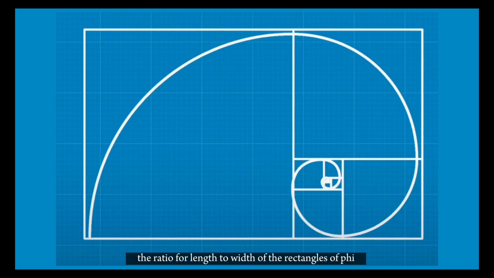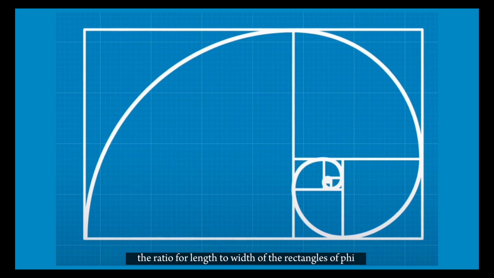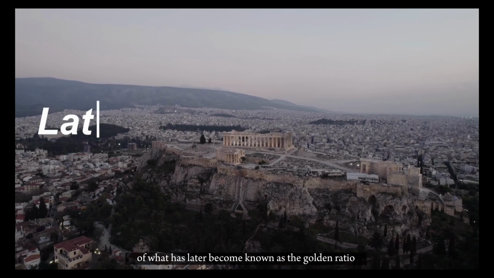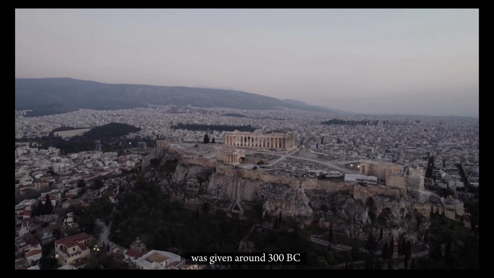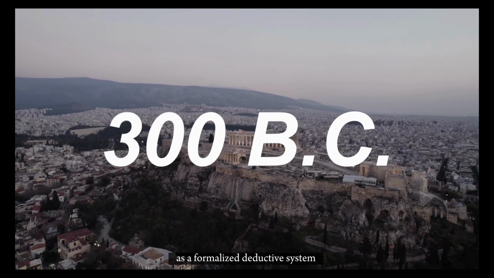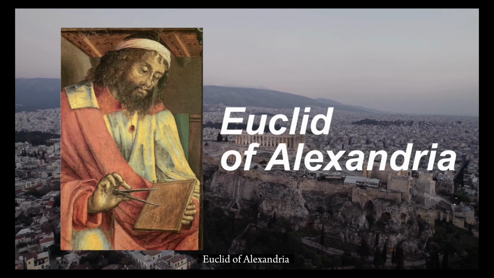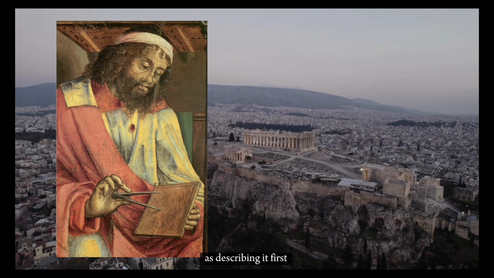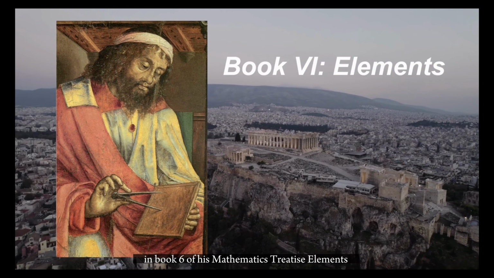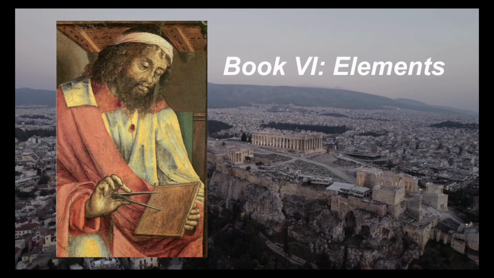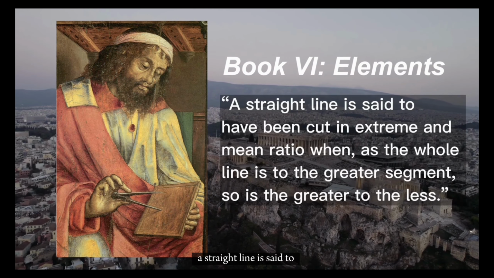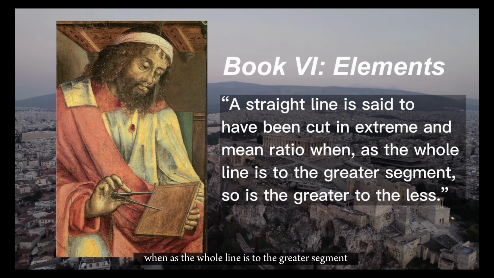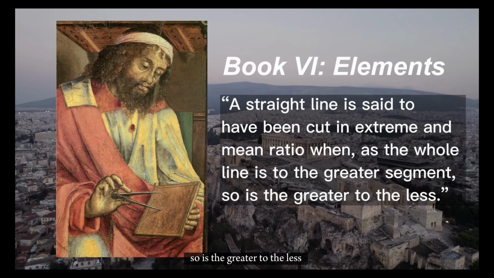Throughout history, the ratio of length to width of the rectangles of phi has been considered the most pleasing to the eye. The first clear definition of what has later become known as the golden ratio was given around 300 BC by the founder of geometry as a formalized deductive system, Euclid of Alexandria. History records the ancient Greek mathematician Euclid as describing it first in Book 6 of his mathematics treatise Elements: a straight line is said to have been cut in extreme and mean ratio when, as the whole line is to the greater segment, so is the greater to the less.